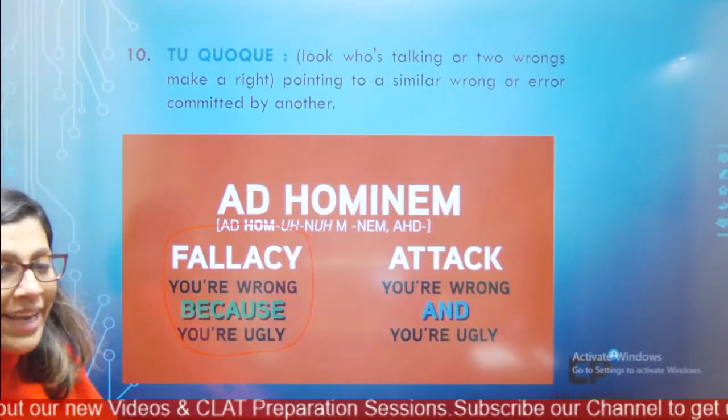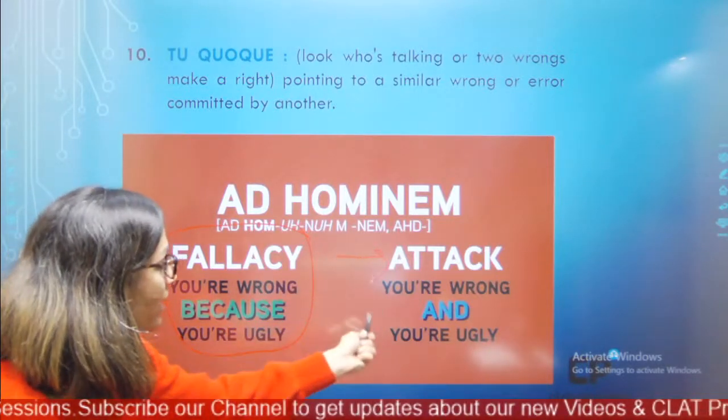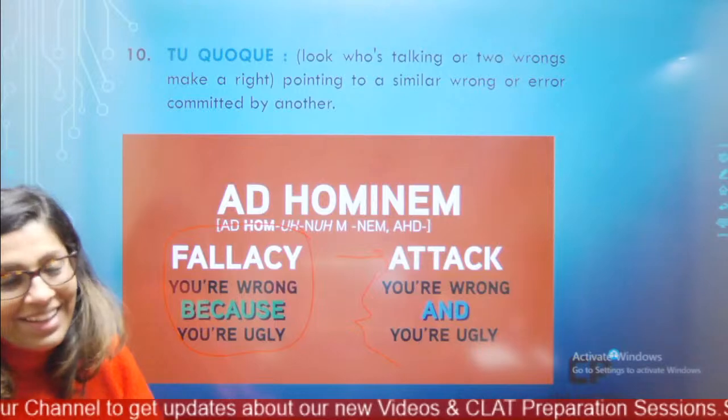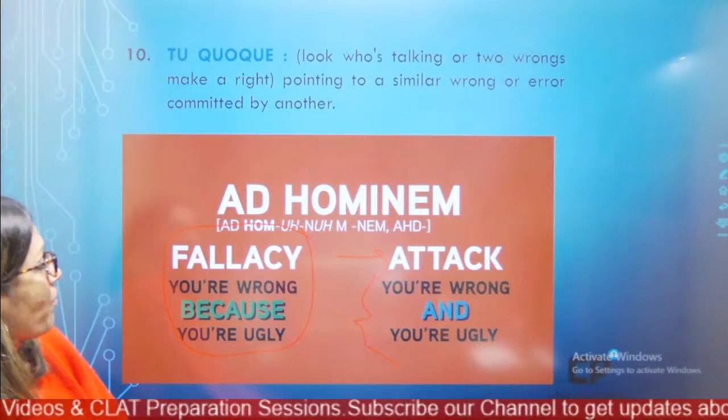You're wrong because you're ugly. And attack is even worse. You are wrong and you are ugly. So imagine. So this is basically, you know, ad hominem.